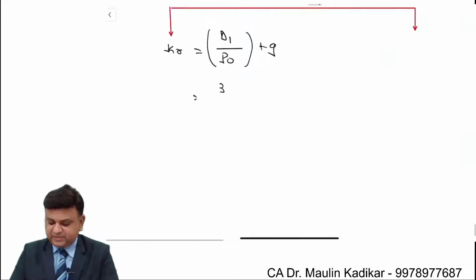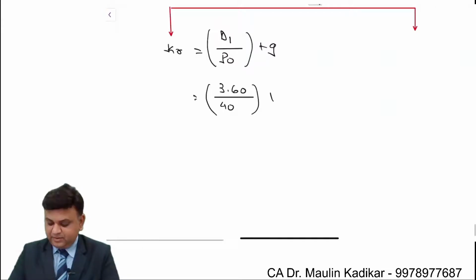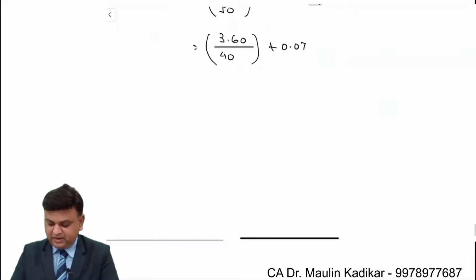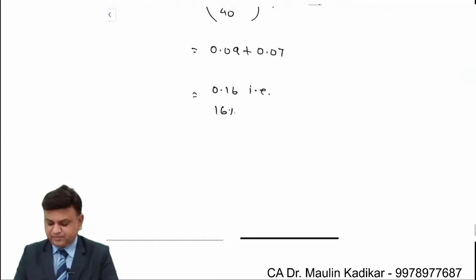D1 is 3 rupees 60 paise. Current market price is 40 rupees. That itself is required to be taken in calculation of the cost of retained earning. Plus growth rate 0.07, so 0.09 plus 0.07. So it is 0.16, that is 16%.